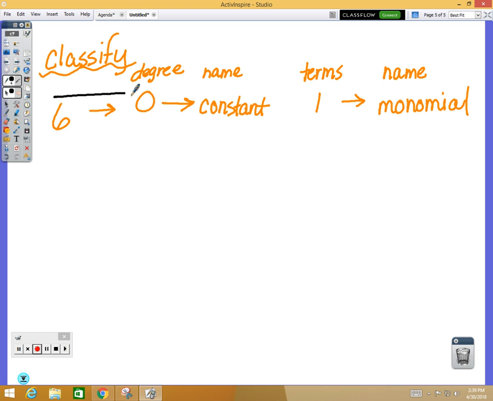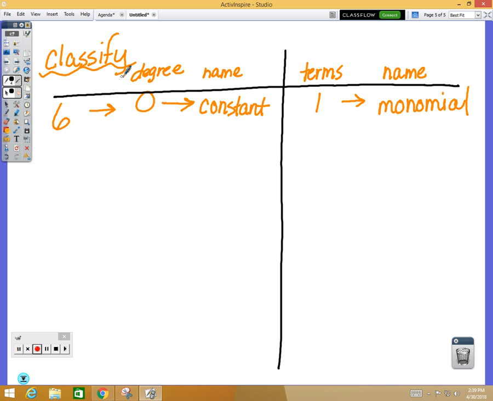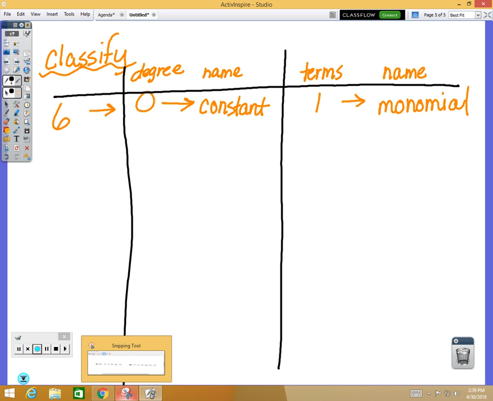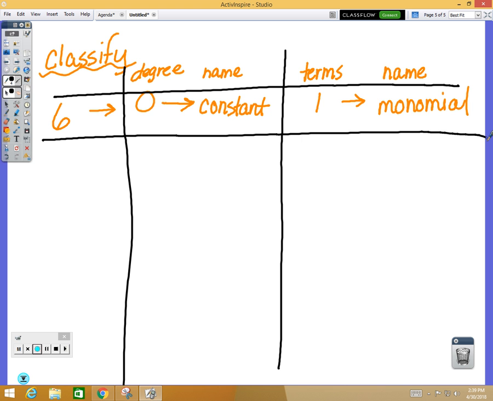So again, we're kind of making a table here. Let's say we have the polynomial 5x plus 9. What is the degree of this polynomial? 1. So the name for that, when the degree is 1, the name is linear. What have we talked about this year that have been linear? Linear equations. We've also had linear inequalities, and we were able to graph those. Okay? So how many terms are here? 2. What is the prefix for 2? Binomial. Just like a bicycle.